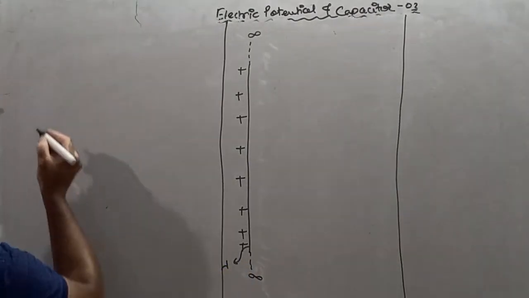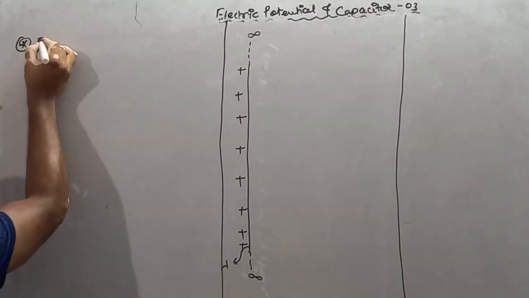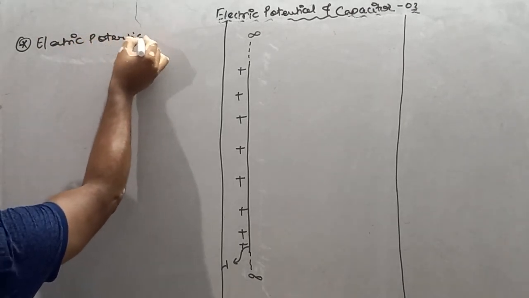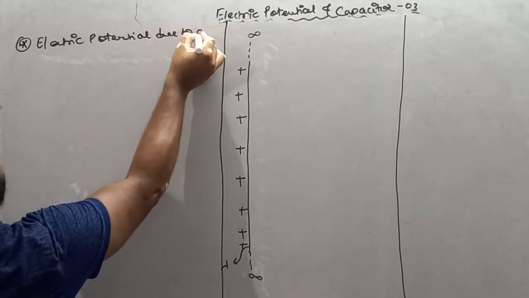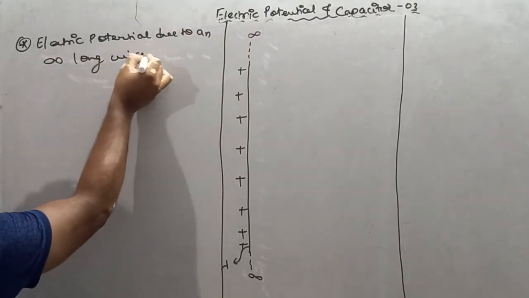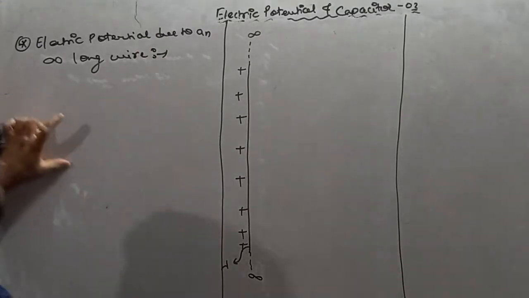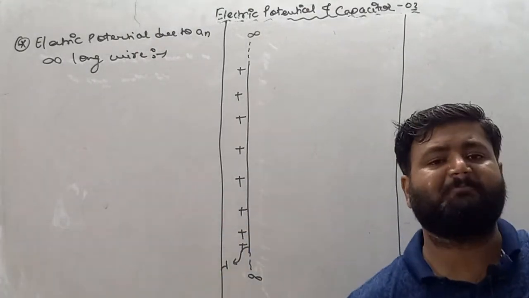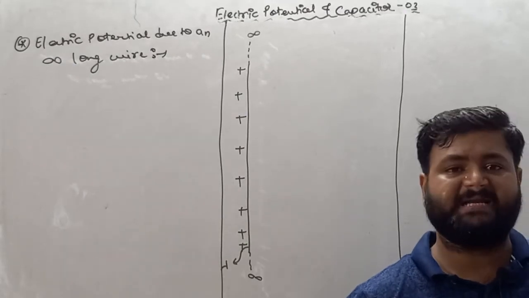Write down the heading: electric potential due to an infinite long wire. Now see, my dear student, we have to find the electric potential due to an infinite long wire.